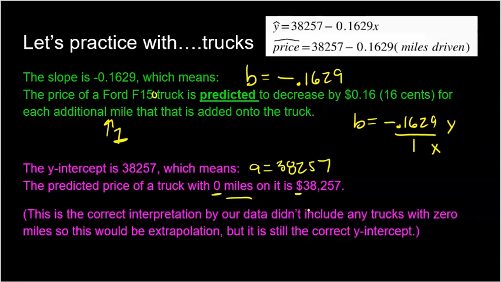Now, I will say that, as I mentioned earlier, this might not make a whole lot of sense. Because if you remember our truck data, none of the data was near 0. I think our lowest was about 8,000 miles and our highest was about 140,000 miles. So making a prediction about 0 miles is extrapolation. It is outside of our data. So I don't know if this is going to hold true or if this is going to make sense, but it doesn't mean it's wrong. It's still the correct value to use. It just might not make sense in context to our problem.